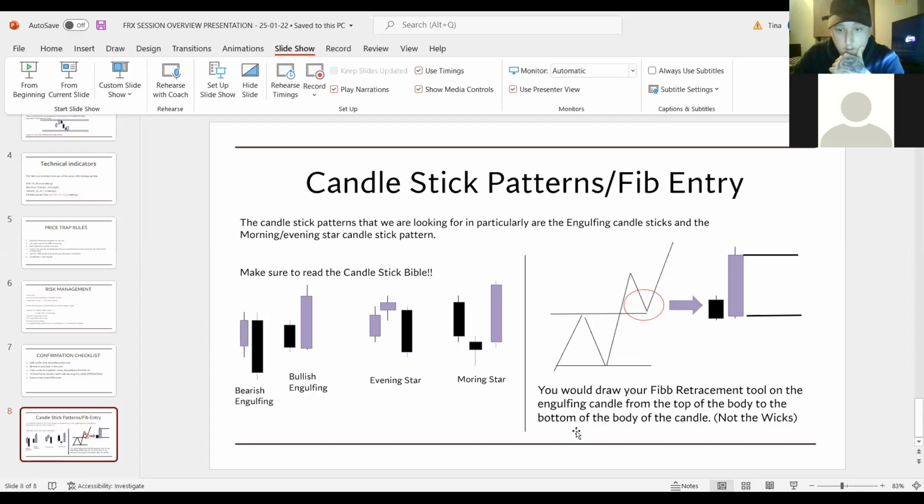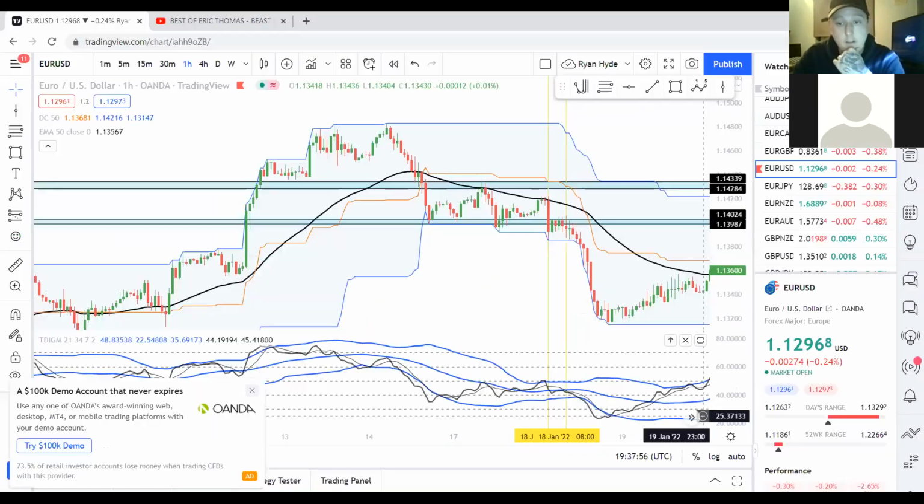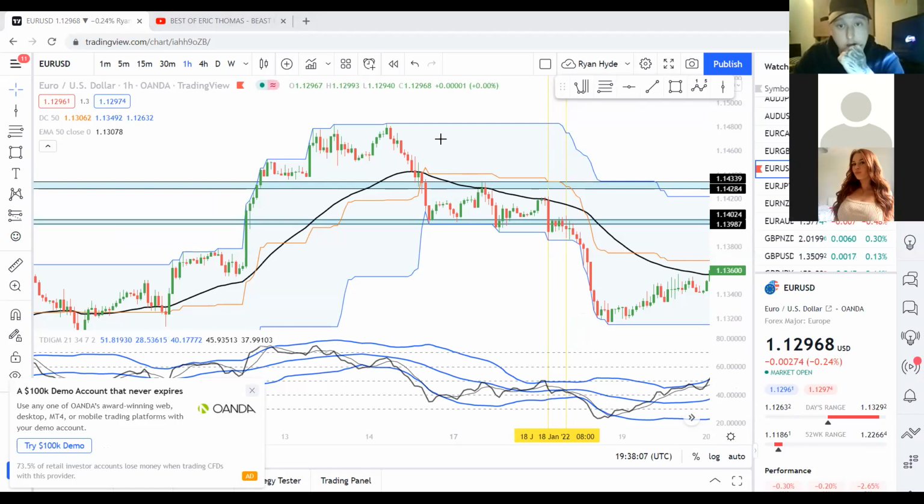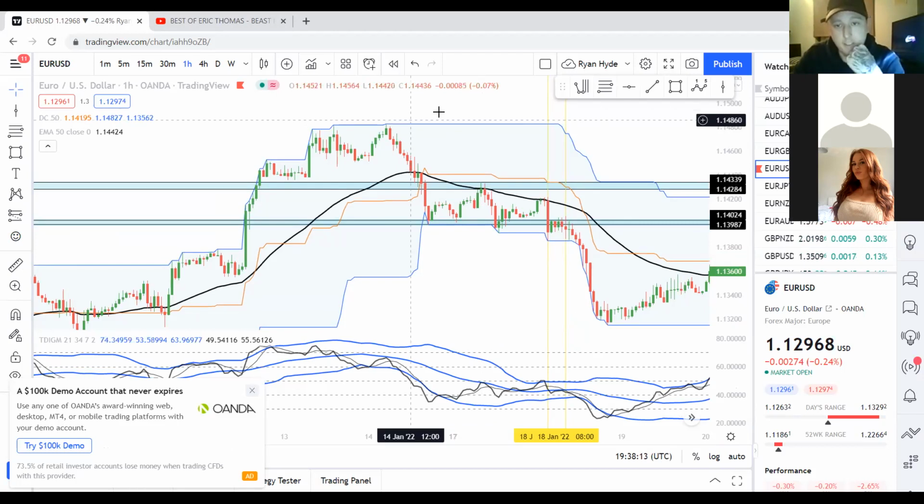I'm just going to bring up TradingView. There we go. Can you see TradingView? You can't see it? Yeah, I can see it, Ryan. Oh, you can. Can everyone else see it? Yeah, I can see it now. Oh, cool.